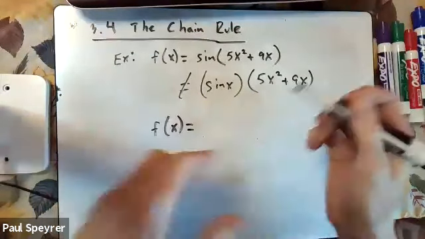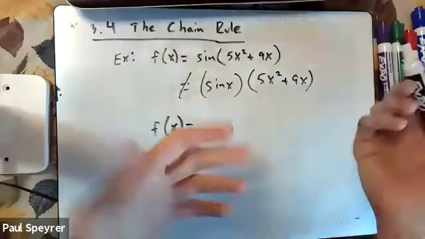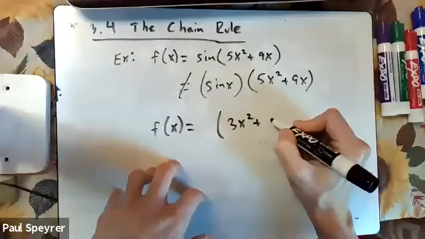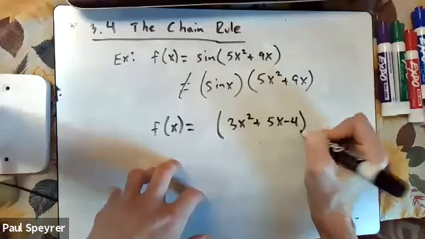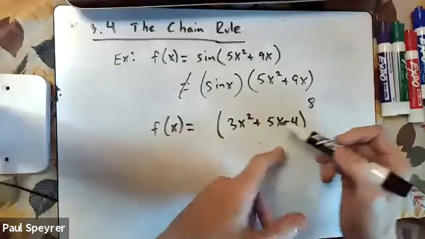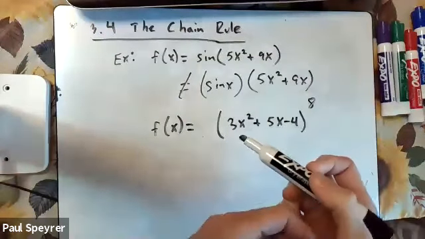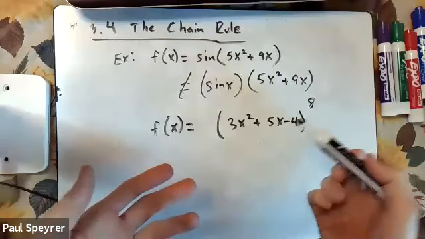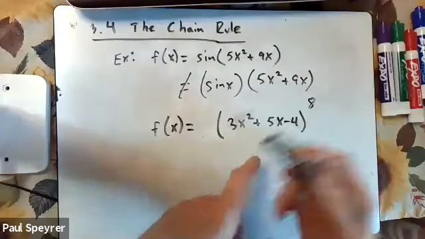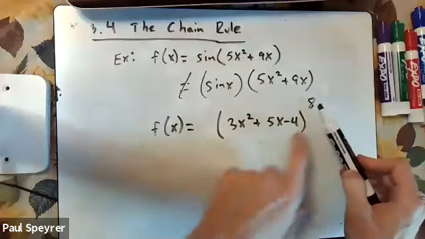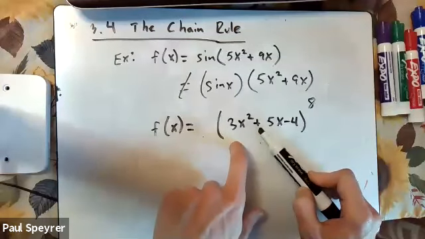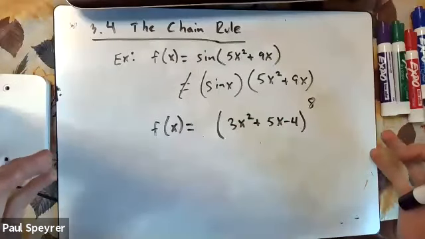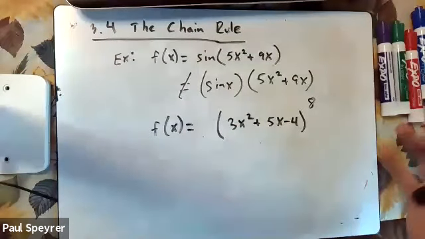Another example is you could have an algebraic expression trapped inside of another algebraic expression. Say, for example, we had 3x squared plus 5x minus 4 to the 8th power, and you were asked to find the derivative. Well, one way we could do it is with the power rule. In theory, we could FOIL this out, but look how long that would take. This is the 8th power. You'd have to write this out 8 times and multiply it out 8 individual times, and you get this extremely large polynomial. It would take you an hour to do it.